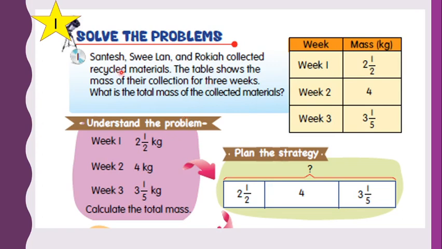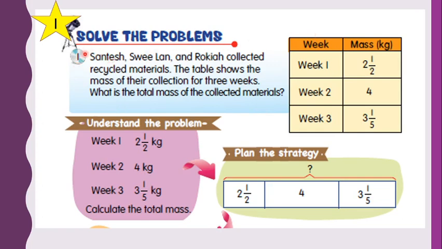Okay, so this is the situation given to us. Santesh, Swilan and Rokiah collected recycled materials. The table shows the mass of their collection for 3 weeks. What is the total mass of the collected materials?